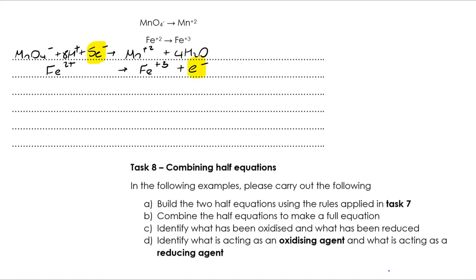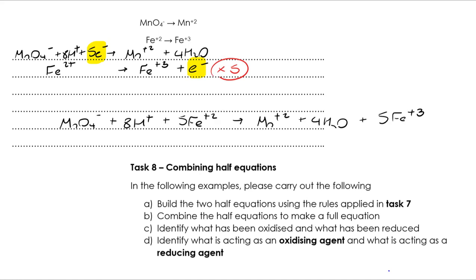In this case, I can see I've got 5 electrons in the top one and 1 in the bottom one. So I need to multiply the whole of the bottom equation by 5. That will allow me to have the same number of electrons on each side, so they cancel out. At that point, I can build my overall ionic equation.